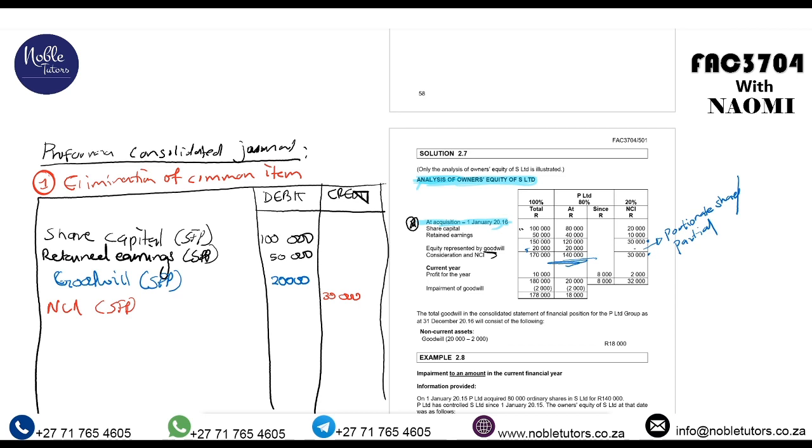So the investment is the amount of consideration that the parent pays. Investment in, what's the investment in? S Limited. So P Limited is buying interest in S Limited. And the investment amount that he paid is 140.